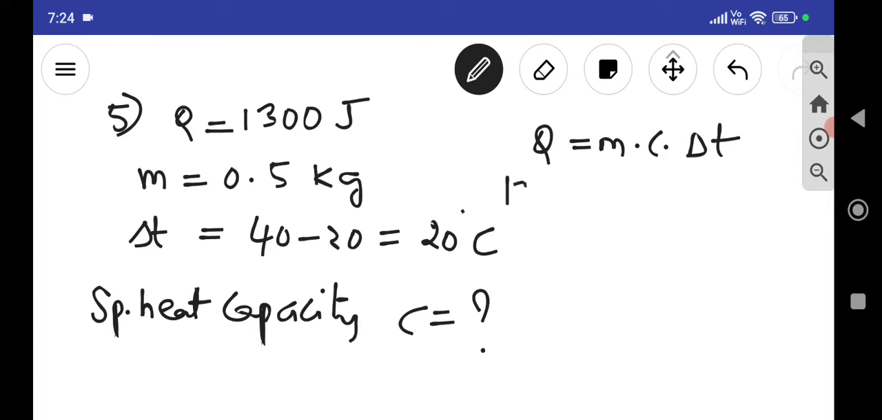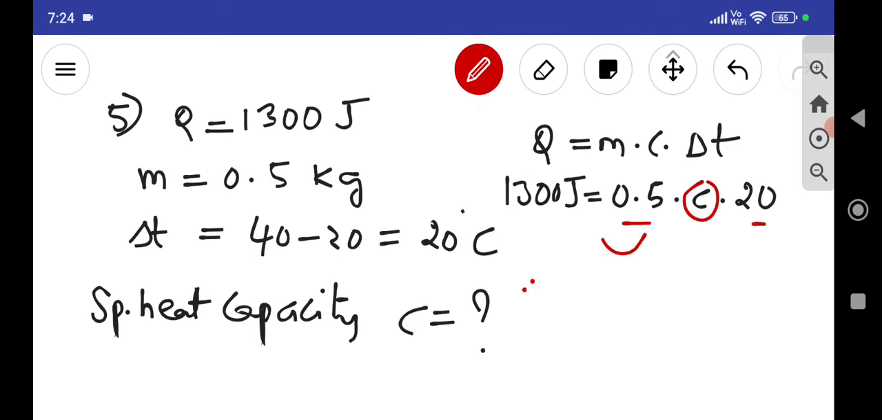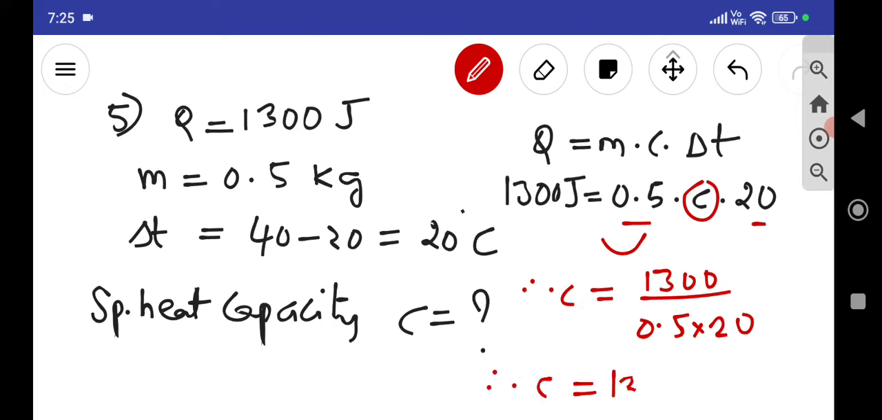Q is 1300 joules, M is 0.5. So we should know what is C. Delta T is 20. Now send this to the other side. So therefore C is equal to 1300 by 0.5 into 20. So finally we get a C value as 130. Unit is joule per kg per Kelvin. Hope you understood the fifth question.